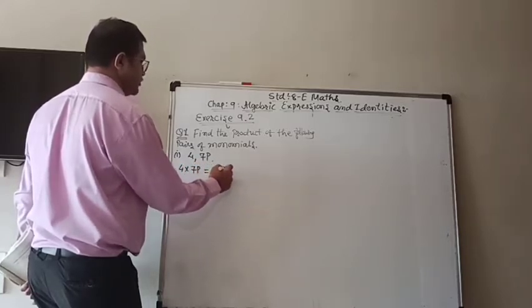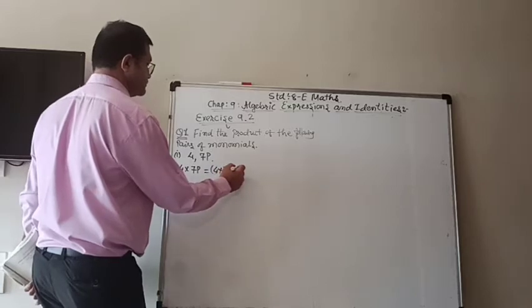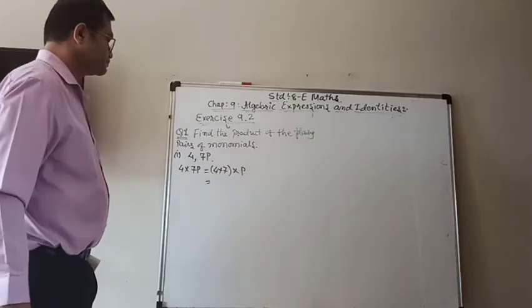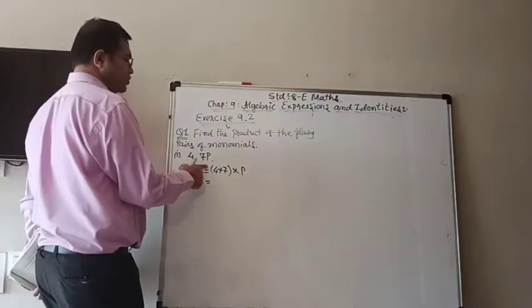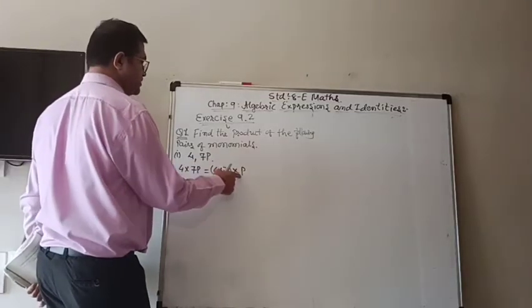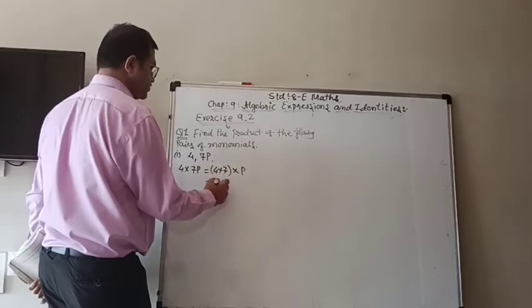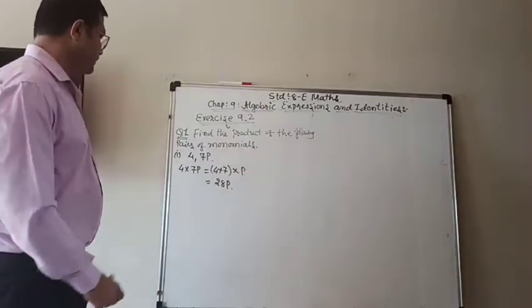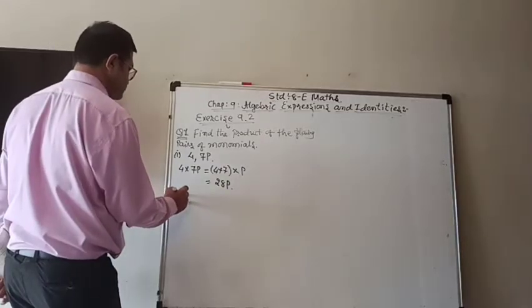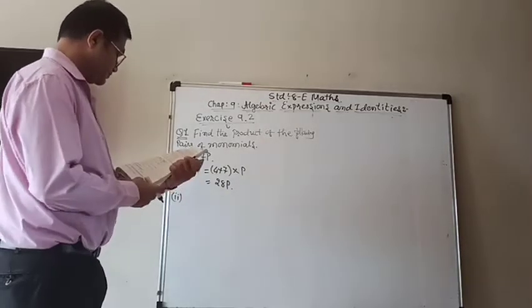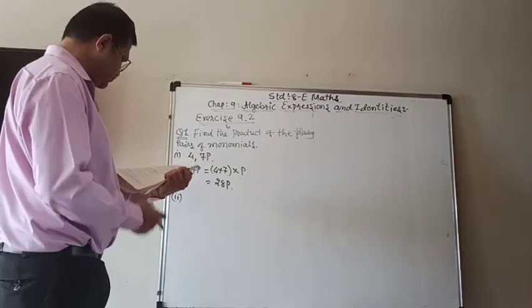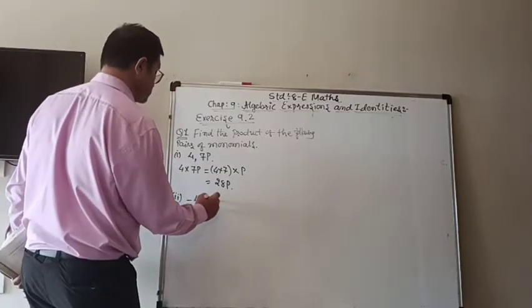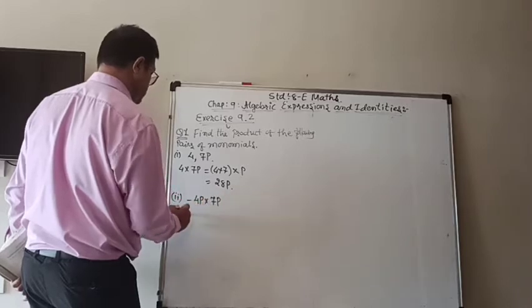So we know that 4 multiplied by 7 and multiplied by p. Here there is no variable with 4, so 4 multiplied by 7, and p is 1. So 4 7s are 28p. Very simple. Second pair, minus 4p, 7p.